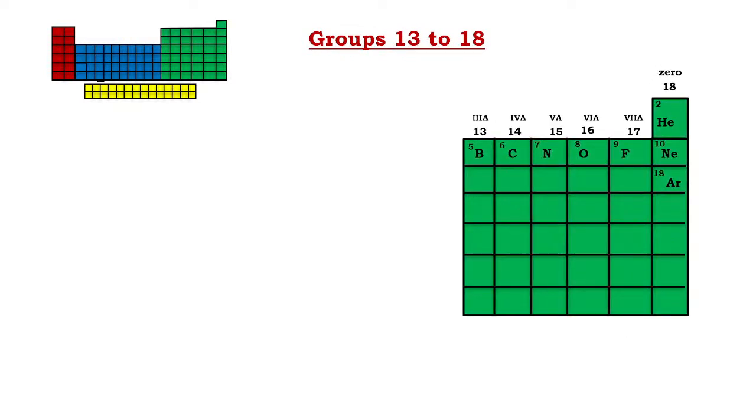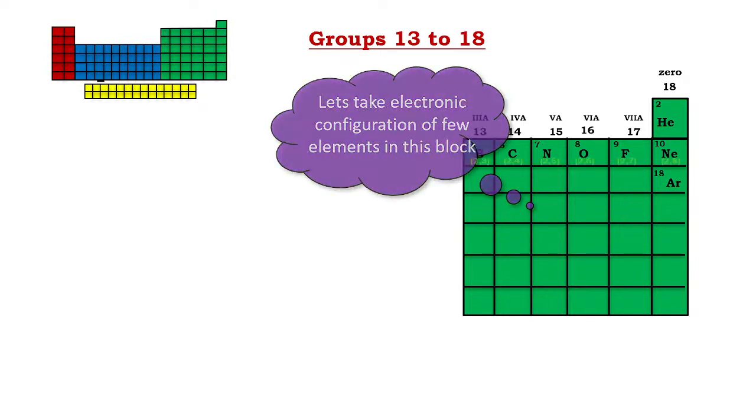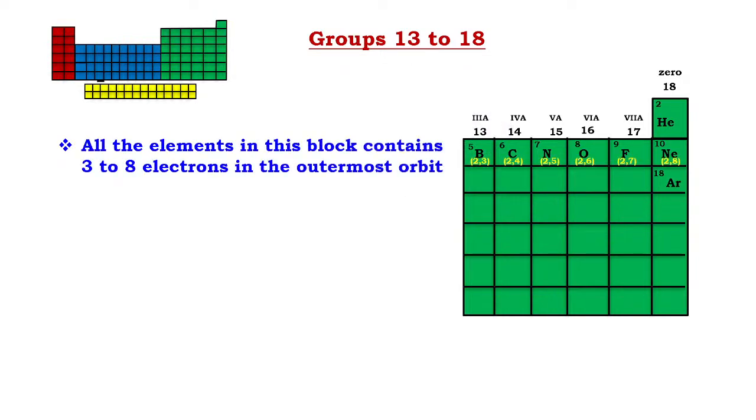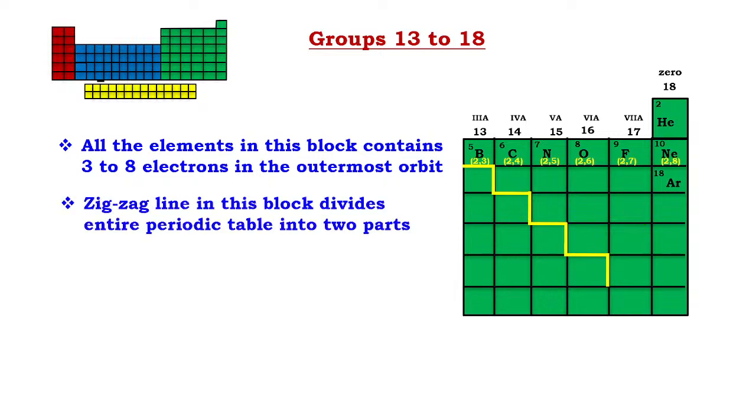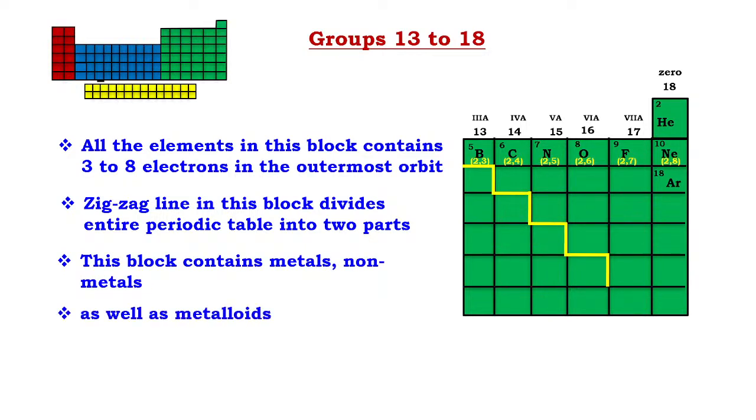Now this will be opposite. The last orbit will have only one vacancy, only one empty. Imagine all the elements in this block contain 3 to 8 electrons in the outermost orbit. Okay, look at this. The yellow line which is going now. So above this we have non-metals and below that we have metalloids. So the zigzag line in this block divides the entire periodic table into two parts. This block contains metals and non-metals as well as metalloids.